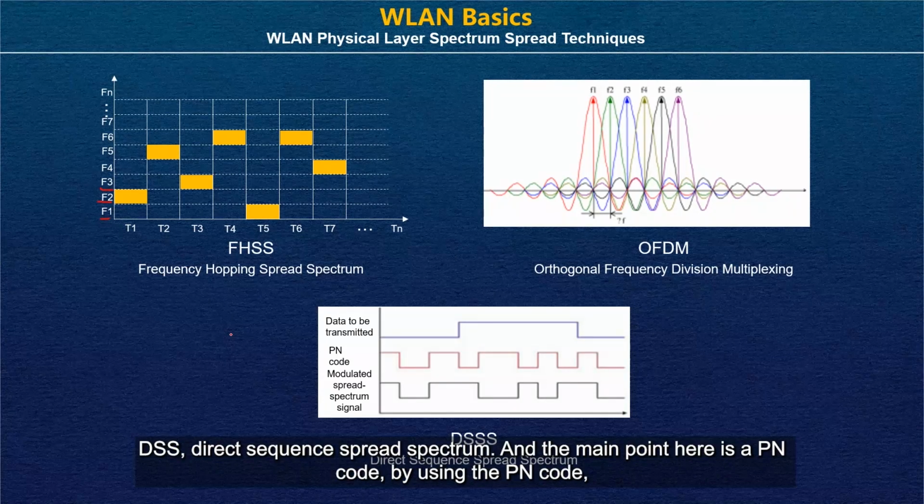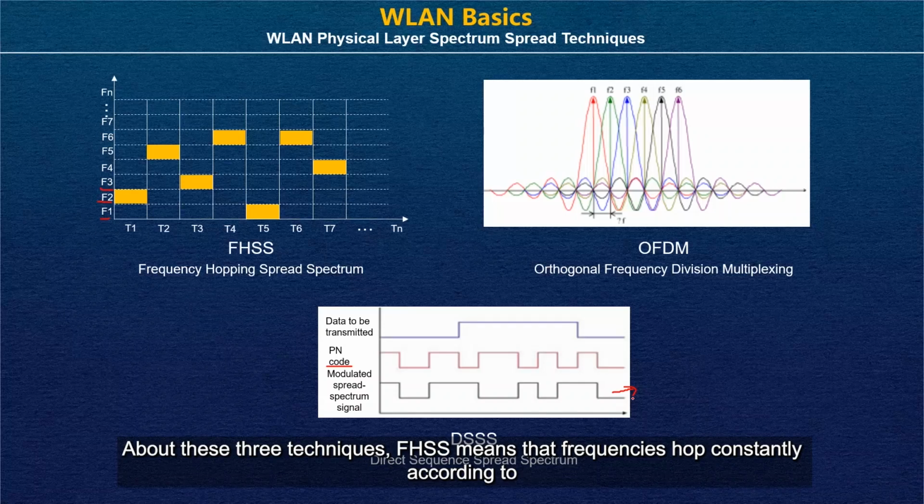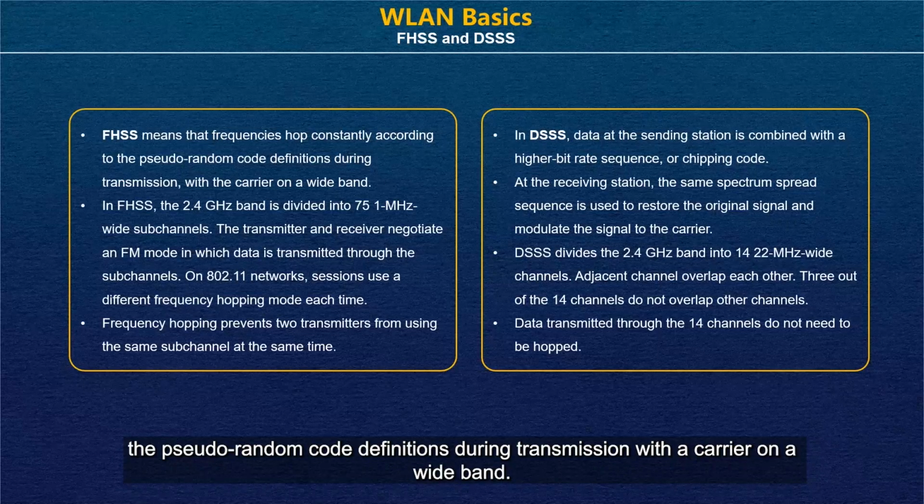Next is DSSS, direct sequence spread spectrum. And the main point here is a PN code. By using the PN code, we can get the modulated spread spectrum signal, and it is what we will transmit to the receiver. About these techniques, FHSS means that frequencies hop consistently according to the pseudo-random code definitions during transmission, with a carrier on a wideband.